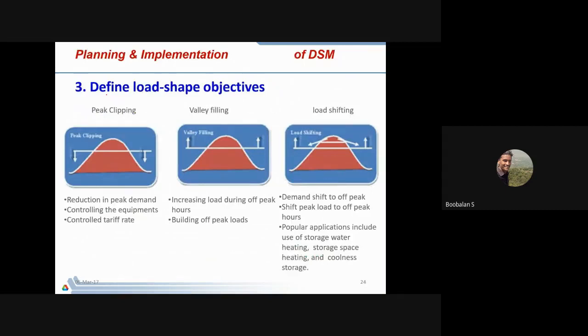Our procedure, we have seen about three methods. One is peak clipping, valley filling, and load shifting. These are the three important techniques which will help to reduce peak demand. So we just now saw, right?